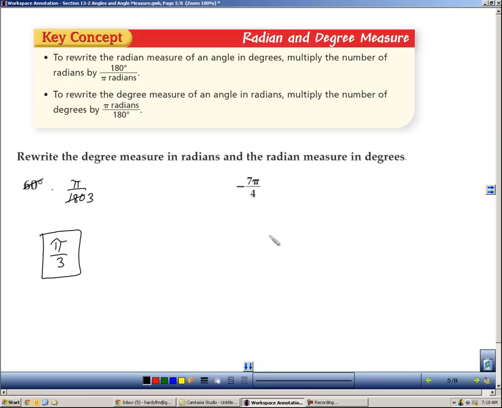Over here, negative 7 pi over 4. To convert that to degrees, you multiply by 180 over pi. The pi's then will cancel, so now you don't have to deal with the pi's anymore, so no more radians. 4 goes in 180 45 times, and then 45 times 7, it's a negative 315, and this measurement is degrees. So negative 7 pi over 4 is the same as negative 315 degrees.